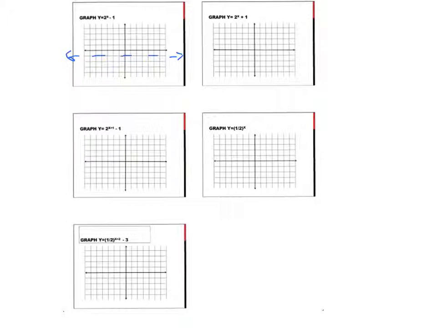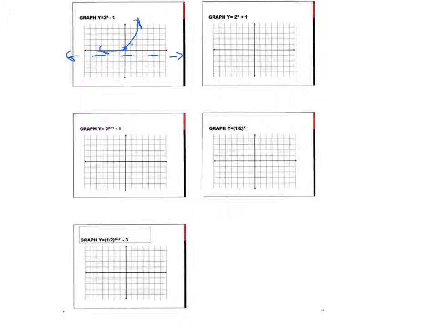And then all the points shifted down 1. So that key point at 0, 1 is going to shift down to 0, 0. And at 2 would shift down to 1. And at 4 is going to shift down to 3. And then it's going to approach that horizontal asymptote but not cross.